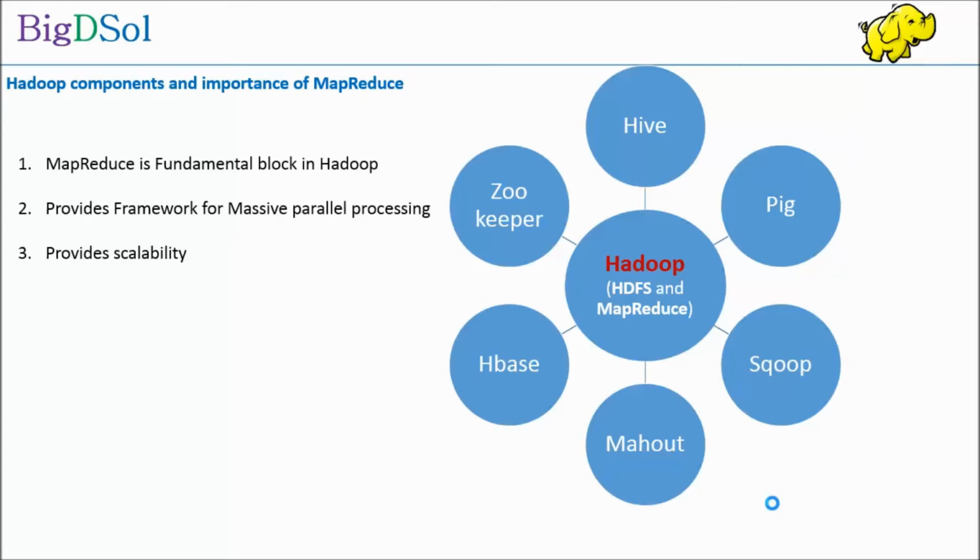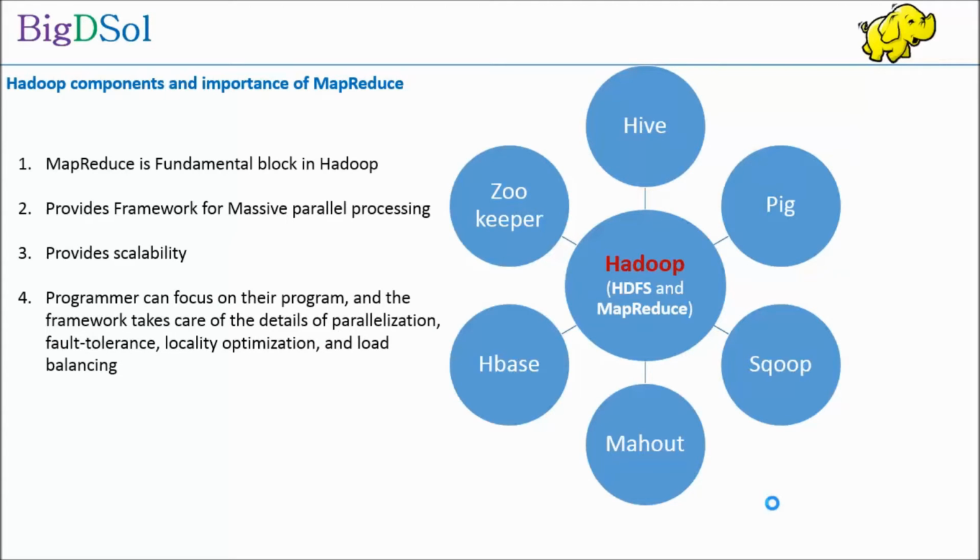Data is stored on hundreds of clusters and each cluster has thousands of nodes. It abstracts the underlying complexity, so the programmer can focus on their program, and the framework takes care of the details of parallelization, fault tolerance, locality optimization, and load balancing.